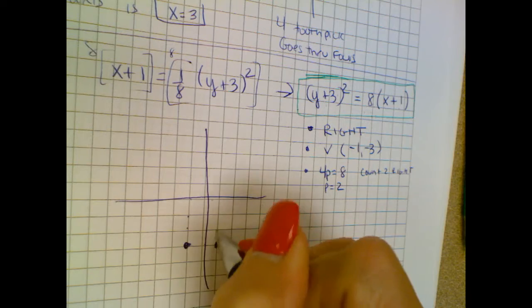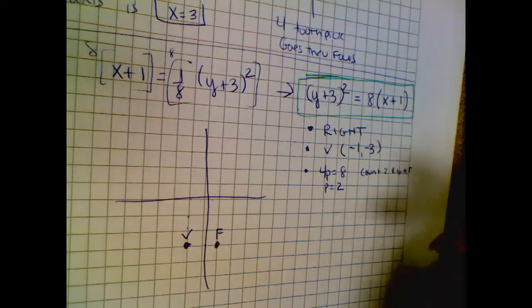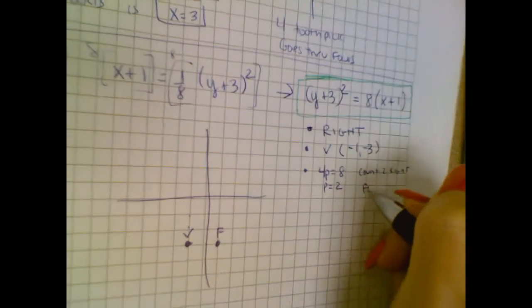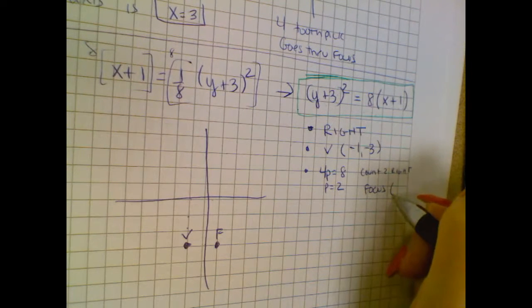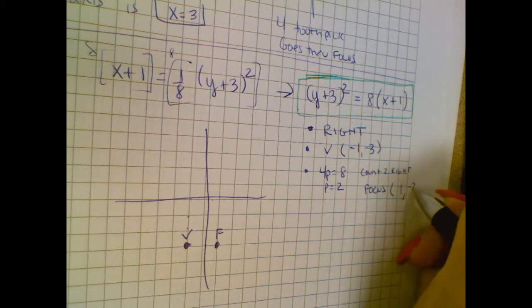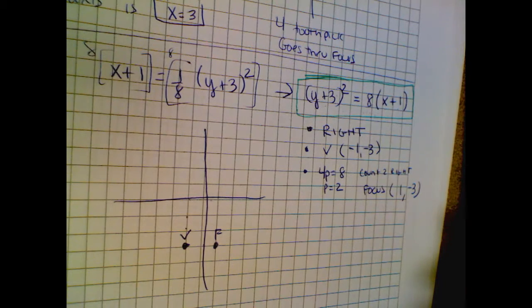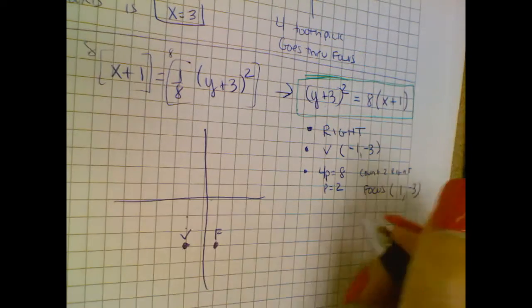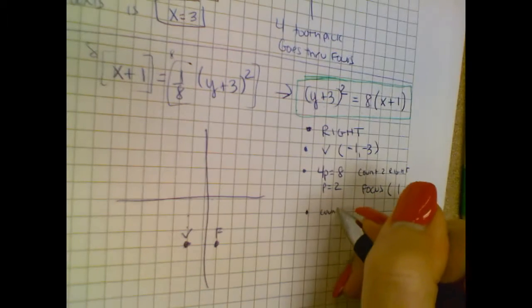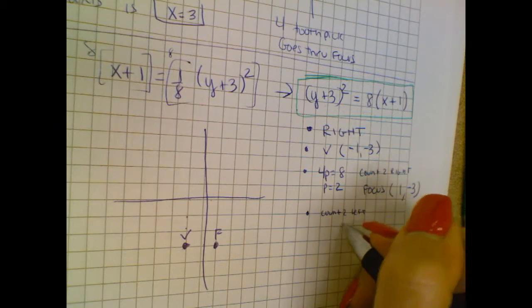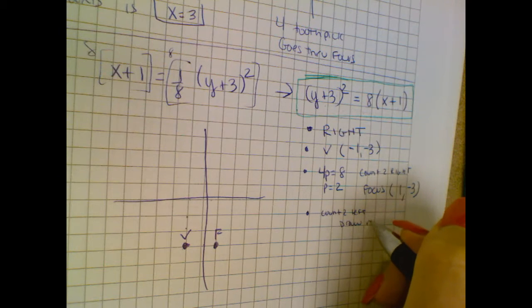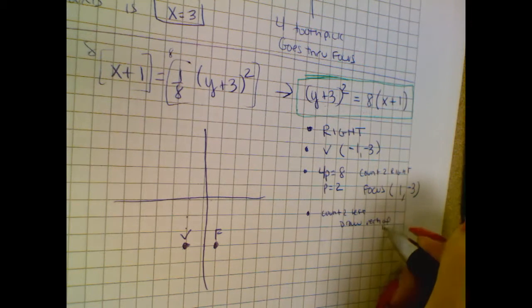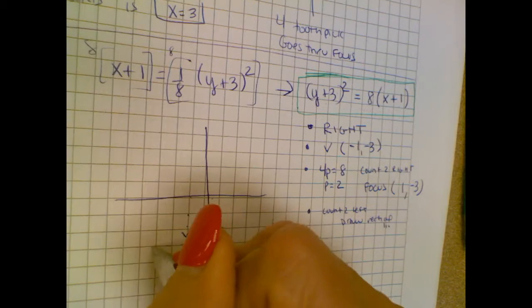That's the way it's opening for your focus. This is vertex. So what is the focus? It looks to be 1, -3. Then we're going to count 2 left. So now we're going to count 2 left. And draw a vertical line for your directrix. So it's right here.